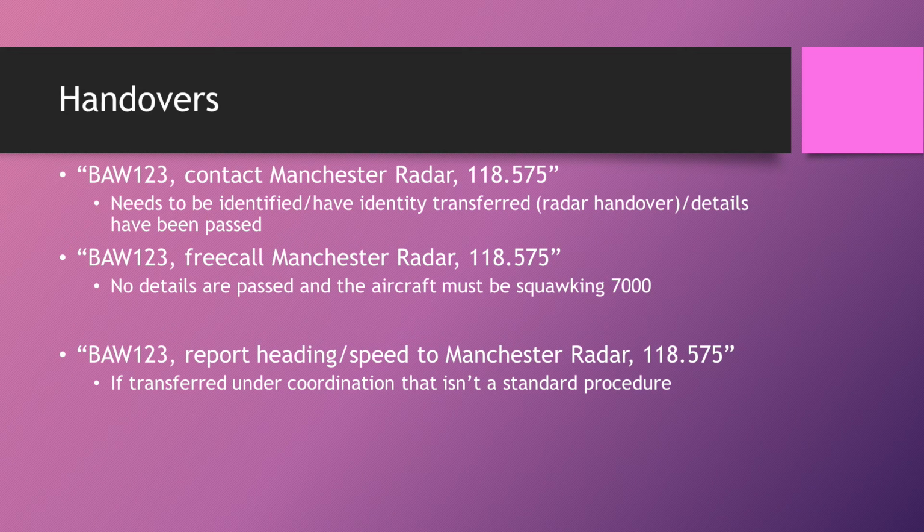To send someone over free call, they have to be squawking 7000. Don't worry too much about what details they're actually meant to report, because we will look at that in another video, which will be in FIS and VFR. But to free call, you don't pass the details, the aircraft has to be squawking 7000. As a general rule of thumb, we use contact for pretty much every IFR aircraft, and free call tends to be for VFR aircraft, but that isn't a hard rule, it's just a rule of thumb.